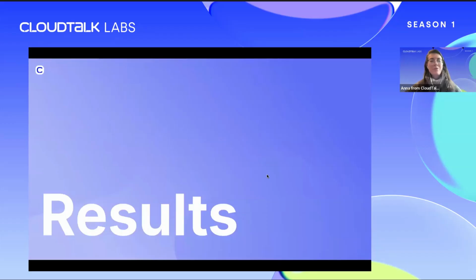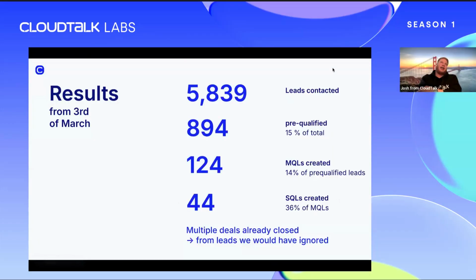And now let's walk through the results, and I'm going to hand it over to Josh. Thanks. Yeah, I think the proof is in the pudding. When you run a test, you want to retrospectively look back and go, okay, how did it do? Do we continue? We've been running it since March. So far to date, it's called 5,839 leads. Quite a high volume, of which 894 were pre-qualified. To emphasize that number, that's 894 leads that we would not have otherwise worked unless the voice agent called.